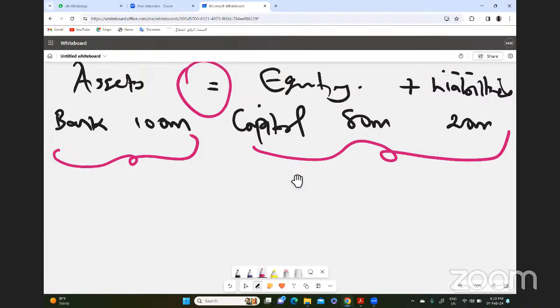Or if it doesn't do that, then it may affect only one side of the equation. But if it affects only one side of the equation, then there must be that opposite nature, that one side is increasing, another one is reducing. That is what we talked about. So from this, we say, from duality, that's why we get double entry.